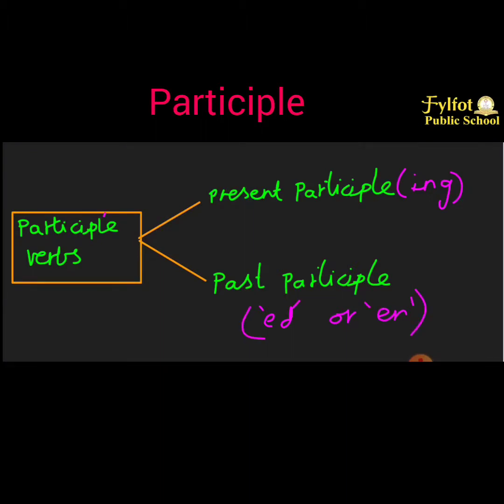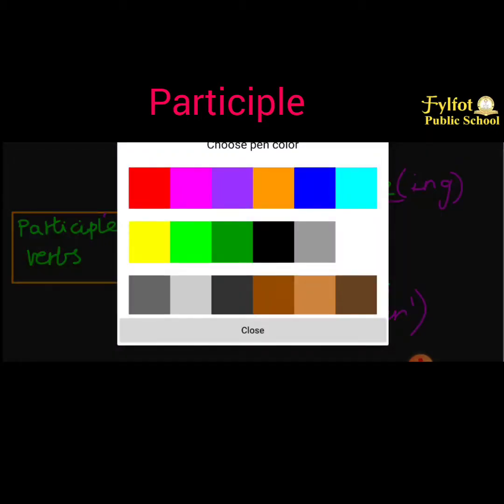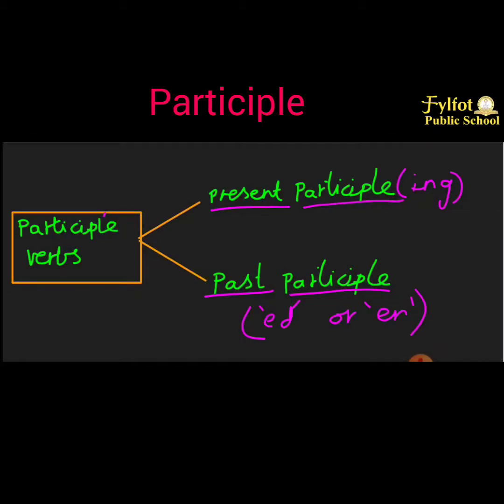So look at this screen and understand. Participle verbs are of two types: present participle and past participle. Present participle verbs are formed with ing and past participle are formed with ed or en. Now, for example, let's take a sentence for present participle.